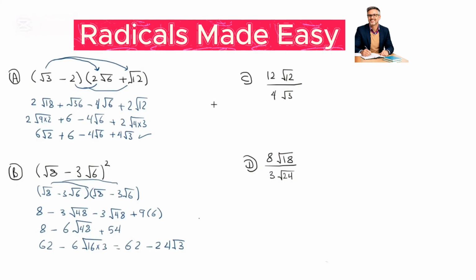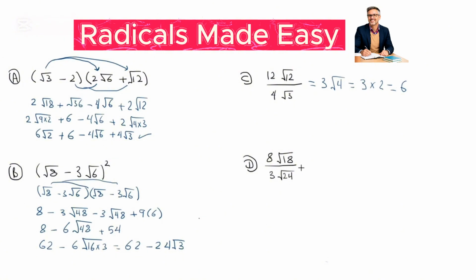Now how about this? The easiest way to do this is go 12 divided by 4 is 3. Root 12 divided by root 3, that's root 4. And we know root 4 is 2, so this becomes 3 times 2, which gives me 6. Nice and easy. How about here?